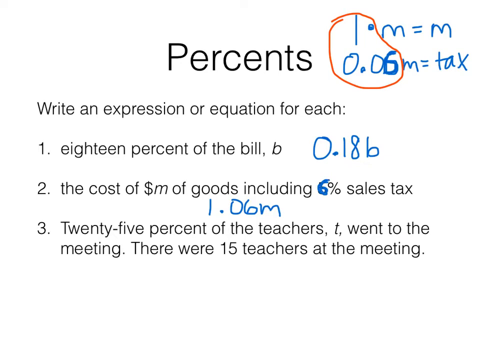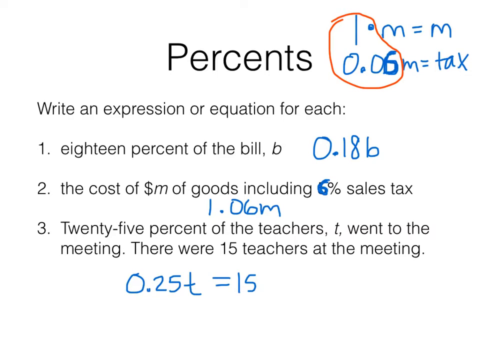Good. All right, 25% of the teachers, T, went to the meeting. There were 15 teachers at the meeting. So this one is an equation instead of an expression. The number of people at the meeting was 15. If it's 25% of the teachers, first I'm going to take that and make it 0.25, percent turned to a decimal, and we're going to multiply that times the number of teachers, T. So 0.25T equals 15.